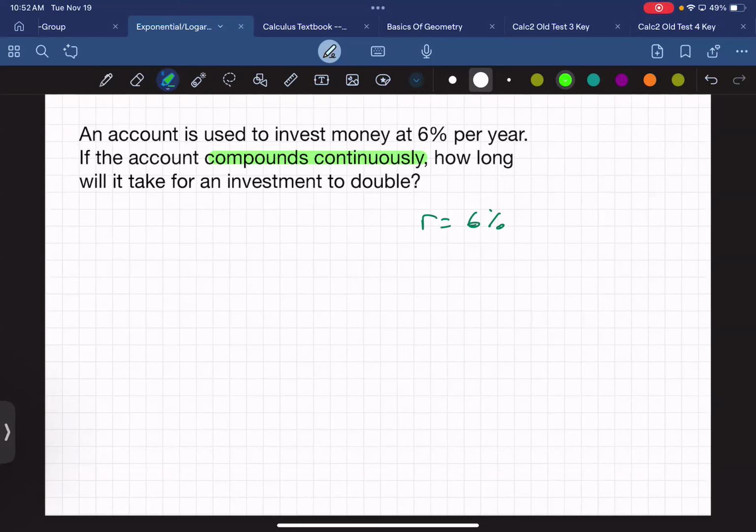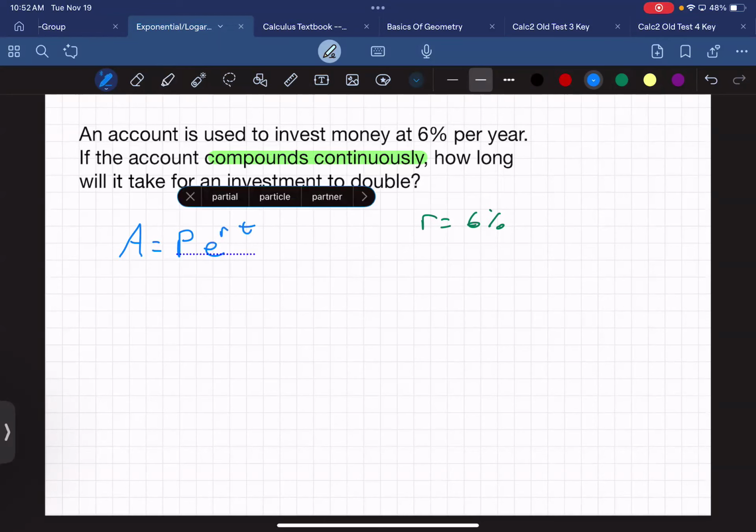What formula do we want to use when we see the word compound continuously? Anybody have that written down still? The amount equals the principal times what? This is the e to the rt, right? The 1 plus r over n is the compounded n times per year, okay? The P e to the rt is continuously. Does everyone follow that?